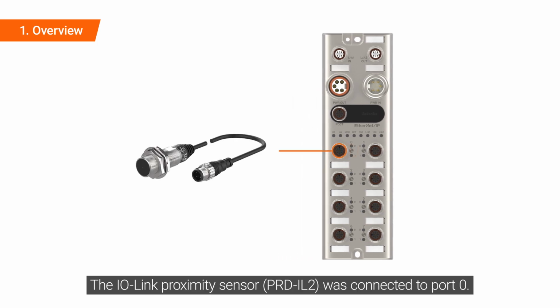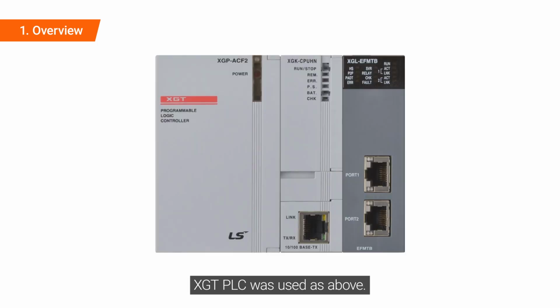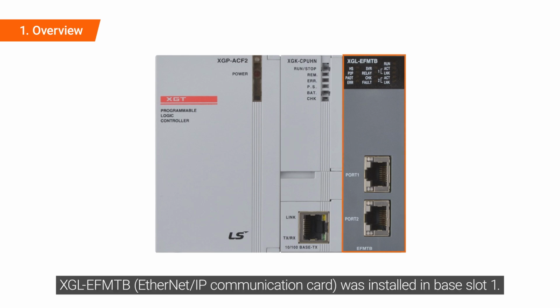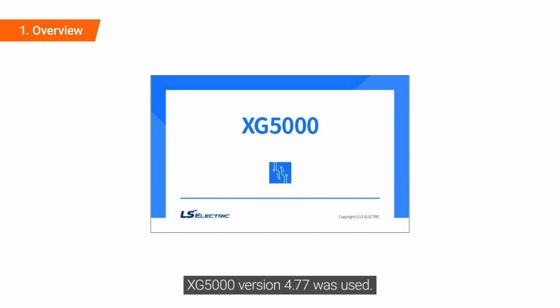The I/O link proximity sensor was connected to port 0. The XGT PLC was used as above. XGL-EFMTB was installed in base slot number 1. XG5000 version 4.77 was used.